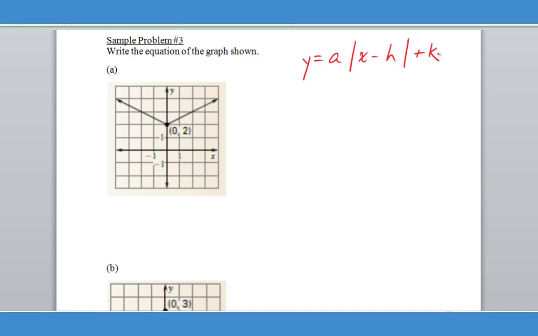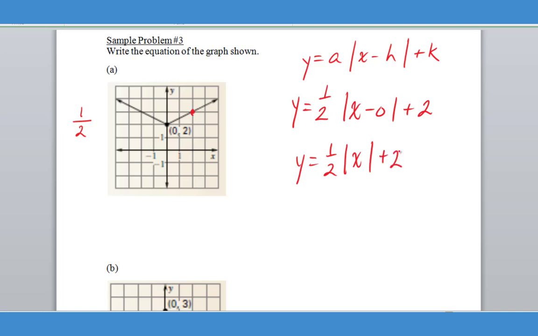Okay, so I'm going to start off by simply plugging in my h and my k values, and here my h is a 0 and my k is a positive 2. Now in order to get my a value, I'm going to simply count slope on the right side. So I'm going to go up 1 over 2. So that's a rise over run of 1 over 2, and that's going to give me my a value. And then to finish this, I just have to consolidate and simplify it without the 0. And so it's just 1 half times the absolute value of x, and then plus 2. So that is the equation of this absolute value function.